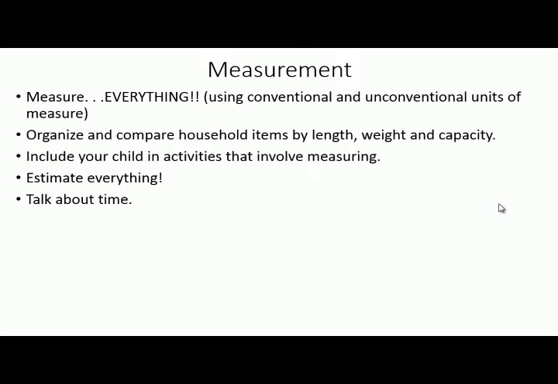So for example, measuring the distance from one wall to another wall in a room using books, for example. Or how many spoons does it take to go from one side of the kitchen table to the other side of the kitchen table?